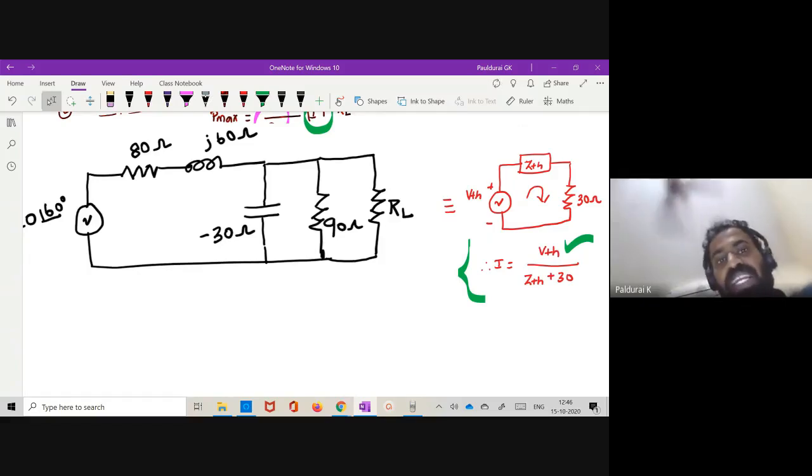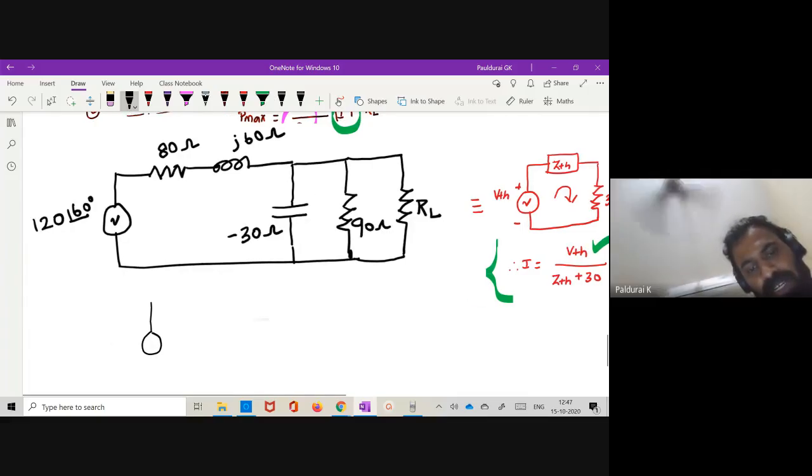So first we will calculate VTH, and you know the procedure to calculate VTH, right? You want to open the load. Just to open the load, it's not opening. What is VTH? Since I pasted it, it is not working in this. So let me read. There is no other way. So what is this?